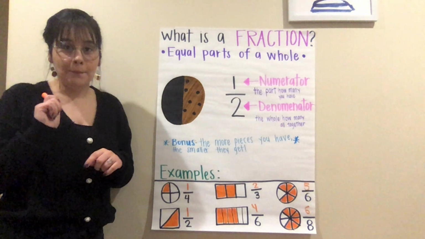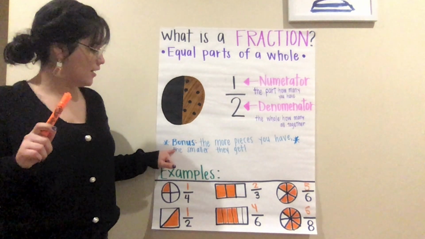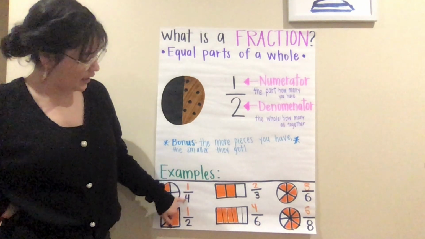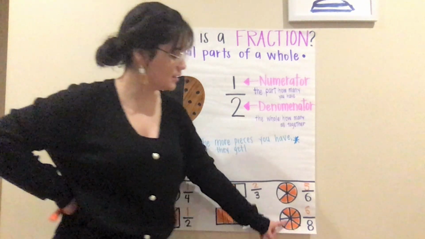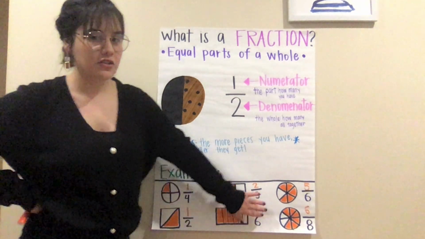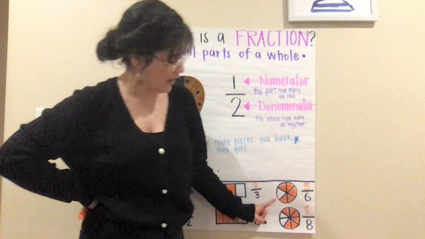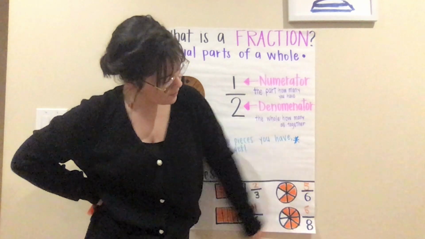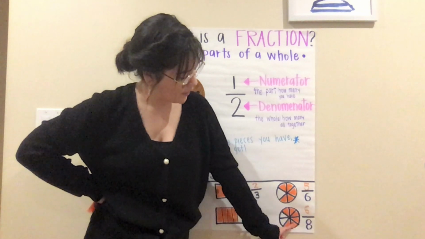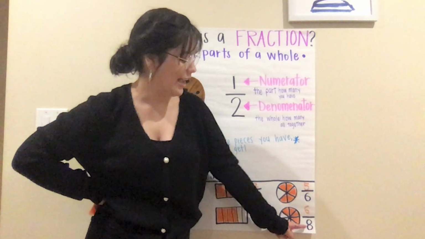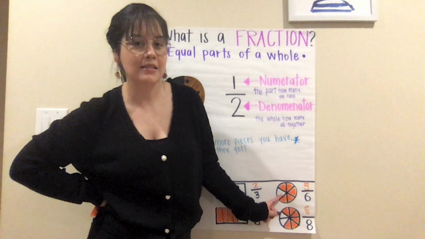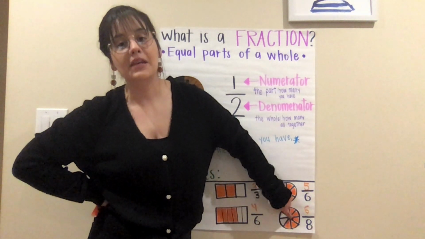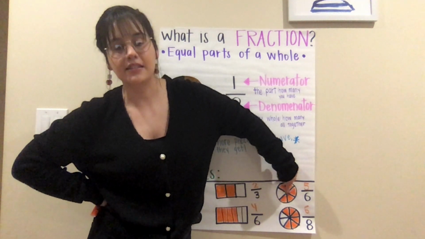I do have a bonus piece of information to give you. If you notice, the bigger the number on the bottom, the smaller the pieces are. So let's take a look at my 6 and my 8s. If you take a look, I have more pieces on the bottom one than on the top one. I have 8 pieces here and 6 pieces here. And my number on the bottom, my 8s, the pieces are smaller than the 6s.